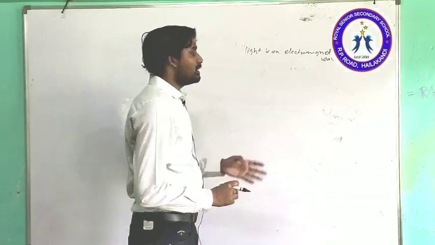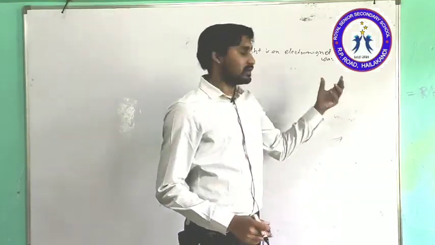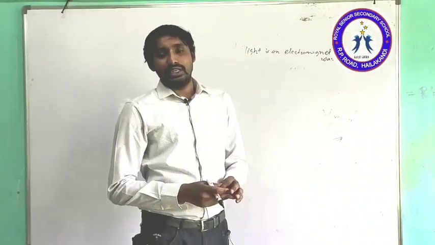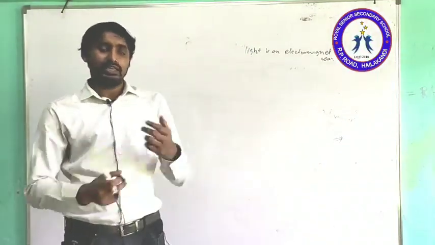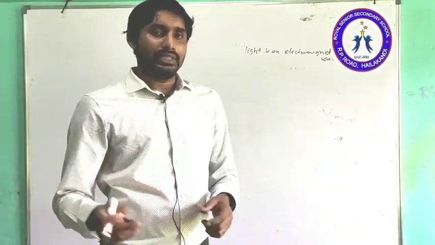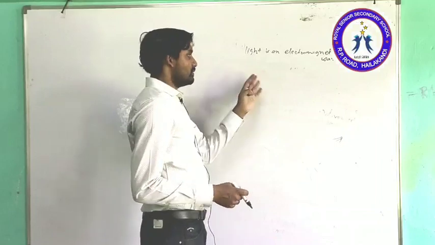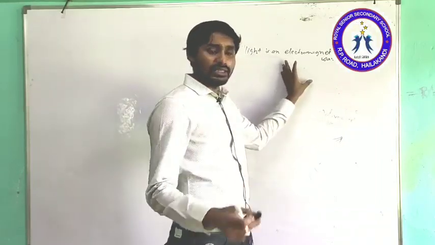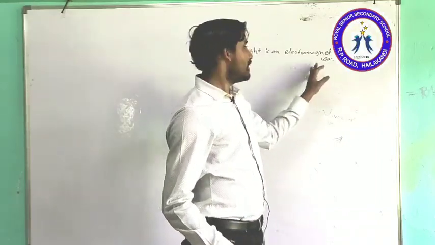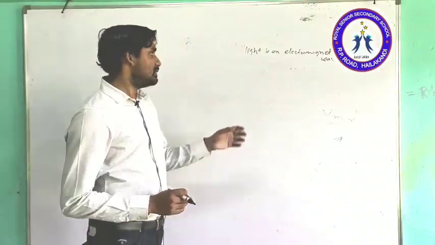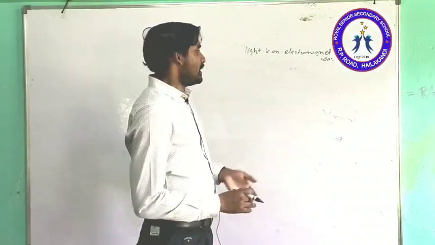So that means in light, we will learn that both kinds of fields are there, one electric field and one magnetic field. They are coupled together and they flow together. So that's why light is called an electromagnetic wave. We will learn these things in detail in your electromagnetic wave chapter. Right now, for the time being, just remember that light is an electromagnetic wave.